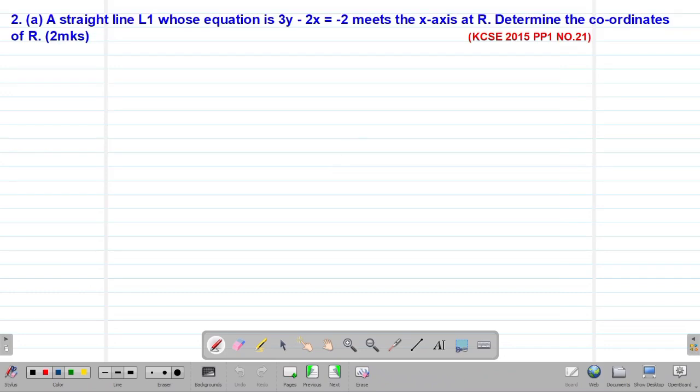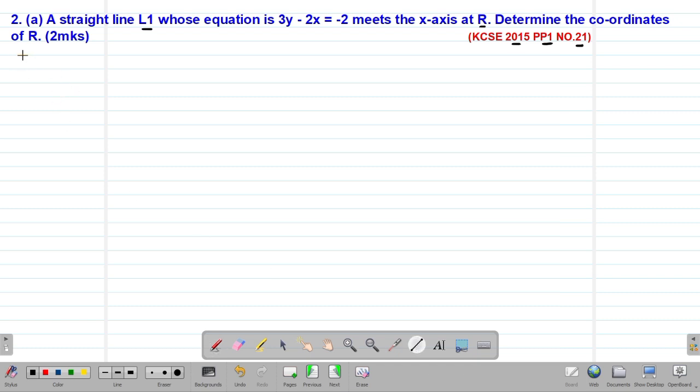It's our fourth lesson on a given Form 2 mathematics topic called equations of a straight line. So we are looking at our second example, which is a past KCSE question tested in 2015, paper 1 question number 21. Part A reads: a straight line L1 whose equation is 3y minus 2x equals negative 2 meets the x-axis at point R. Determine the coordinates of the point R.